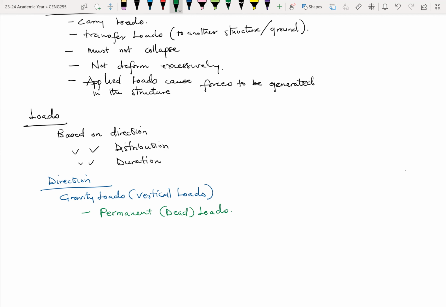The other vertical load, which again is common, would be imposed. Okay, and we call these ones live loads. Let me just add this over here. Some examples of the permanent loads are the self-weight of the structure.